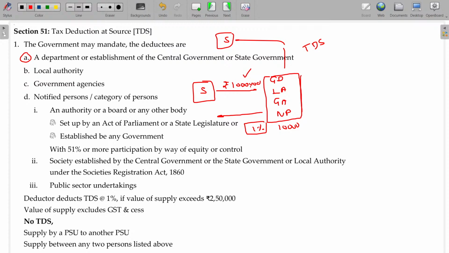This is called TDS. In case of an e-commerce operator, it comes under TCS. So, the recipient being government departments, local authority, government agency, while making the payment for the supply of 10 lakhs, 10,000 is subtracted, and only 9 lakhs 90,000 rupees is payable.